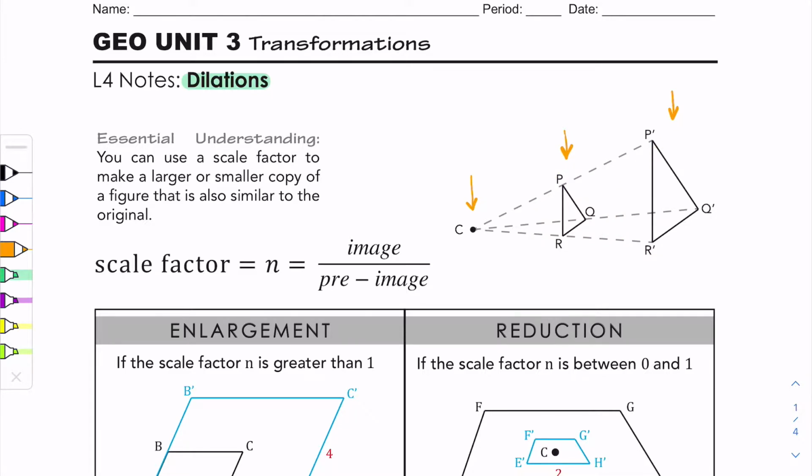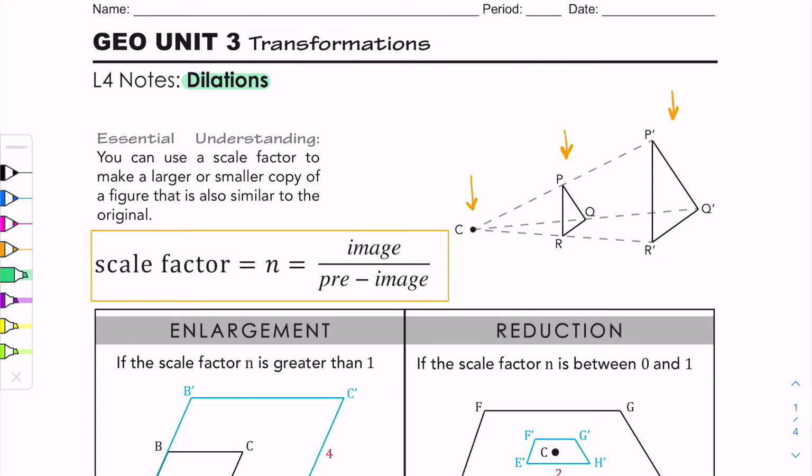But both the smaller and the larger figure are the same shape. Because dilations change the size of the shape, this is not a rigid motion. And you're going to see a question like that on the quiz that asks what all your rigid motions are. Note that dilations are not rigid motions. So dilations are controlled by a scale factor, which makes the pre-image either smaller or larger.